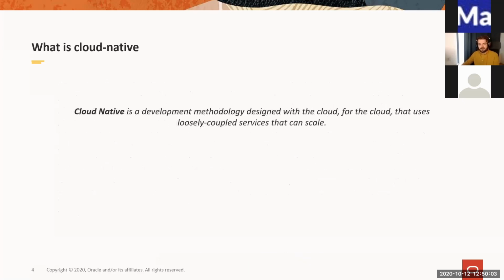So what I'm trying to do is come up with a much simpler version. Of course, cloud native is an entire concept, so you can create a lot of definitions, but for me at least, this is the simplest and most straightforward. So cloud native is a development methodology designed with the cloud, for the cloud, that uses loosely coupled services that can scale. So we were not talking about cloud native before the public cloud appeared, right?